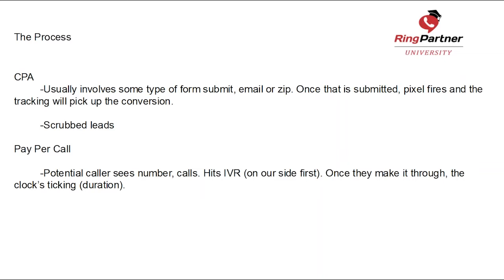That's when the duration begins. And there's a difference between duration and connect duration. You guys will see that on the Ring Partner stats once in a while. So a connect duration is what we're looking for. A connect duration of something like 90 seconds, we need them to be transferred to the buyer. And as soon as they're transferred to the buyer, that's when the connect duration begins.